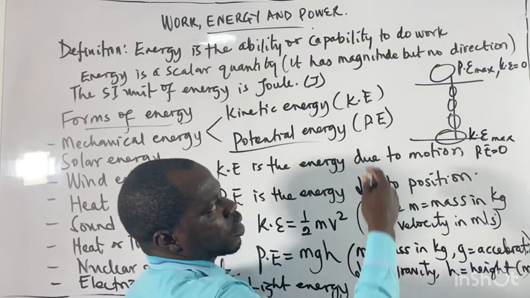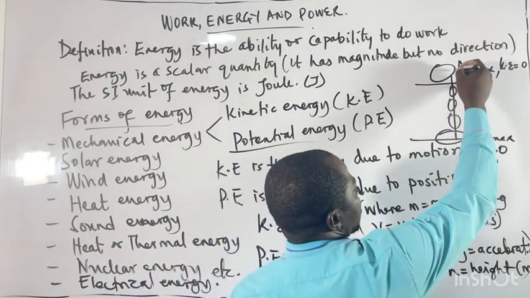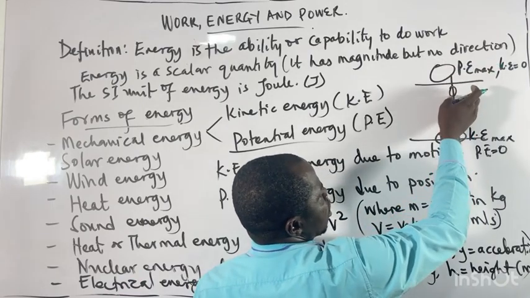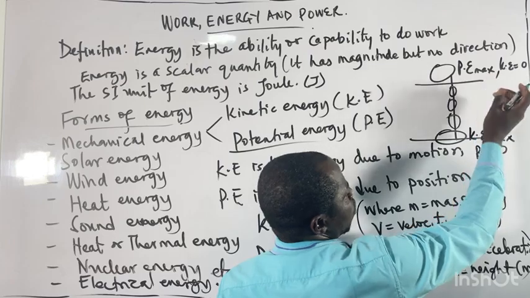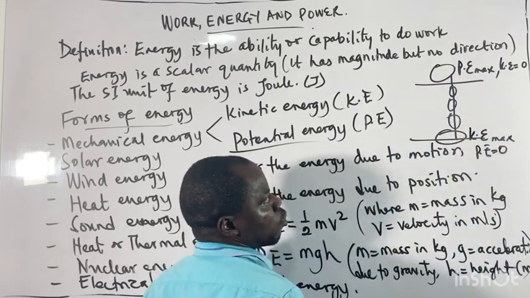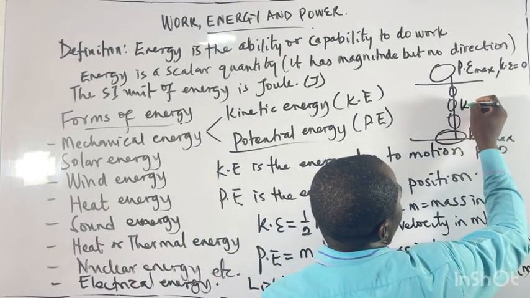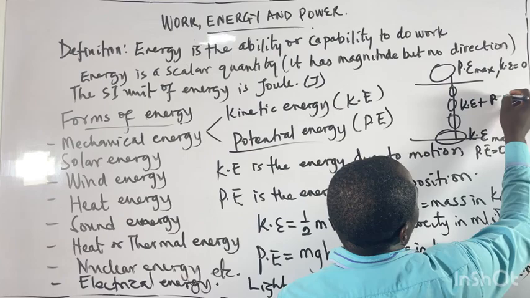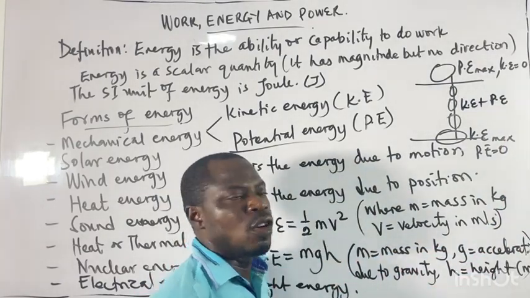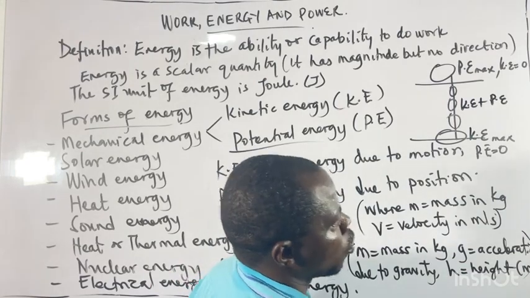And in between the potential energy and the kinetic energy, as the object is coming down, remember what I said: the potential energy is decreasing because the object is subjected to motion, while the kinetic energy is increasing because the object is also subjected to motion. So in between here, we are going to have the kinetic energy plus potential energy. So the energy is neither created nor destroyed, but it's transforming from one form to another.